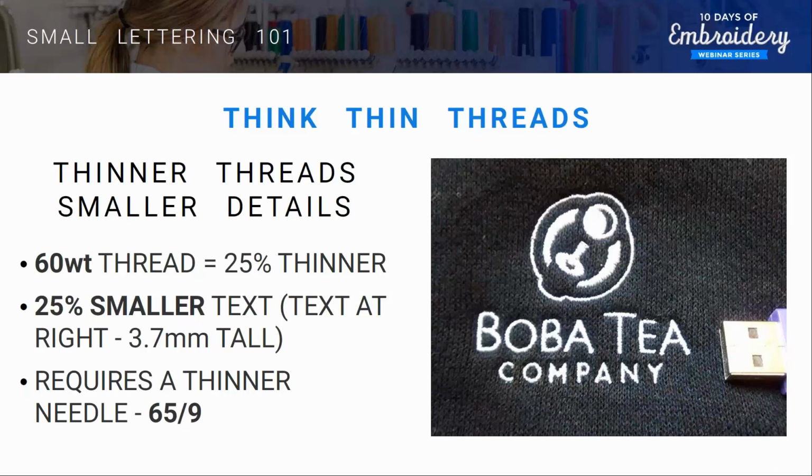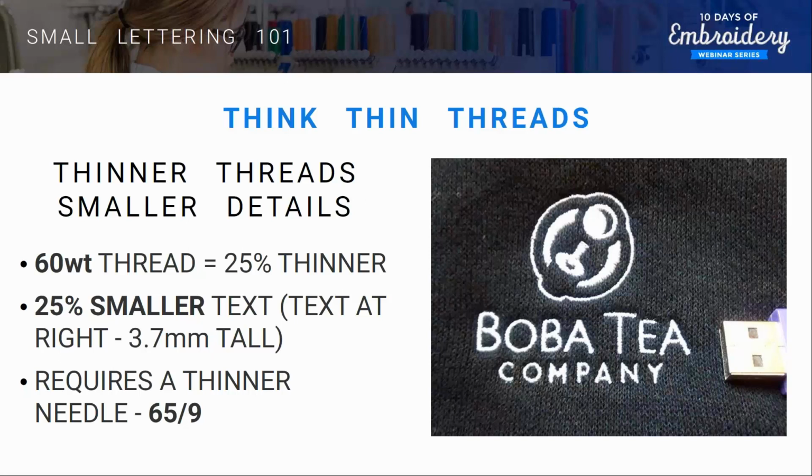So with thinner threads, we can indeed get smaller details. 60 weight thread, which is the most popular thin thread that you can use, is roughly 25% thinner than 40 weight standard embroidery thread. What this means is we can generally get about 25% smaller without too much hassle, if we're doing all the things we talked about earlier, right? Let's say we're making sure that our bowls are open, those counters, those holes that are in the lettering are open, that our satin stitches are of a certain width. We can usually pull that back by about 25% and get that to run pretty ably on most materials.